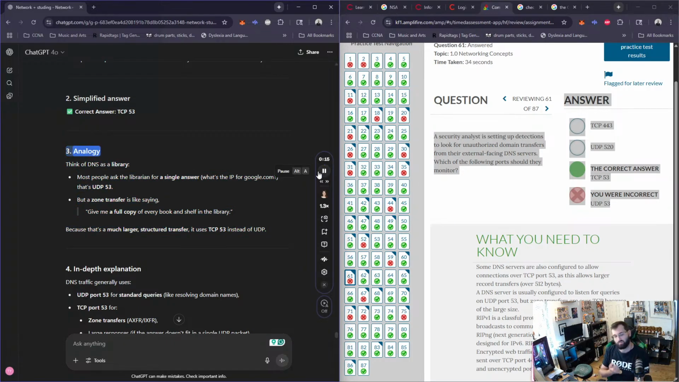Analogy: think of DNS as a library. Most people ask the librarian for a single answer, like what's the IP for google.com? That's UDP 53. But a zone transfer is like saying, give me a full copy of every book and shelf in the library. Because that's a much larger structured transfer, it uses TCP 53 instead of UDP.